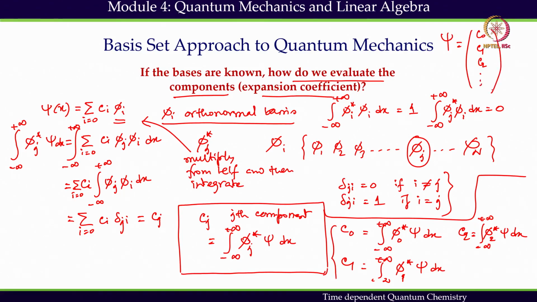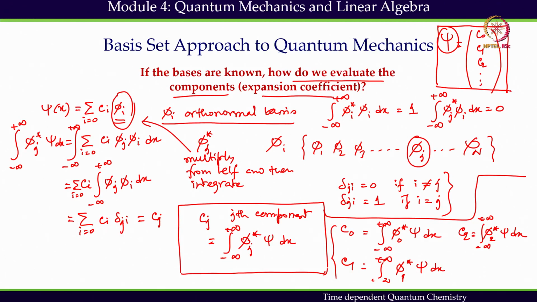and I can represent it in matrix form. This matrix form, I will repeat one more time, is obtained with respect to a certain basis phi I. If I change the basis, immediately these components will change, but it does not change the wave function, just like the vectorial example we have given.